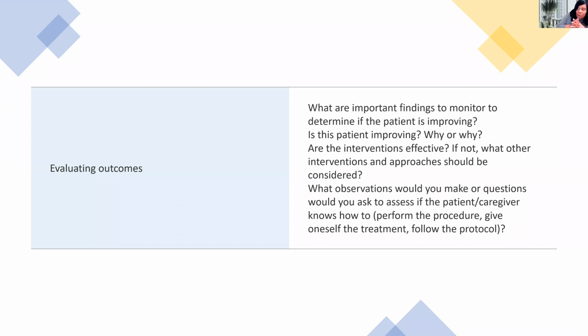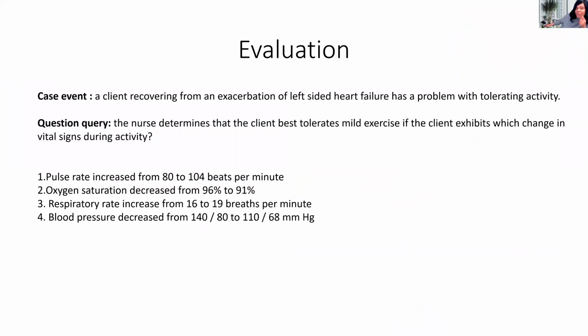So now evaluating outcomes. What are important findings to monitor to determine if the patient is improving? Is the patient improving? Why or why not? Are the interventions we're using effective? If not, what other interventions and approaches should be considered? What observations would you make or question would you ask to assess if the patient or caregiver knows how to perform the procedure, give oneself the treatment, follow the protocol? Evaluation is very important. So now let's look at this question, focusing on evaluation.